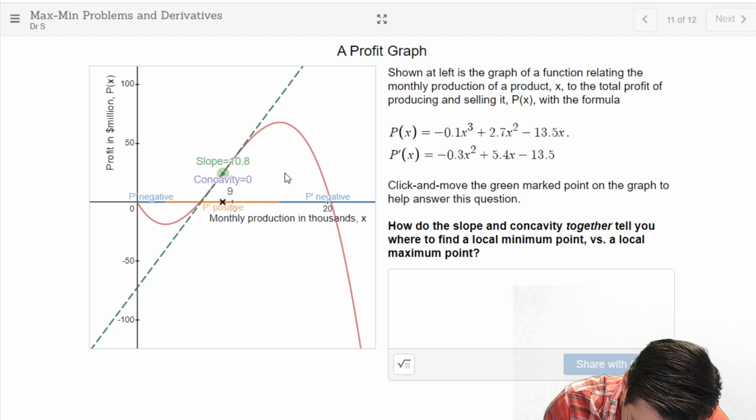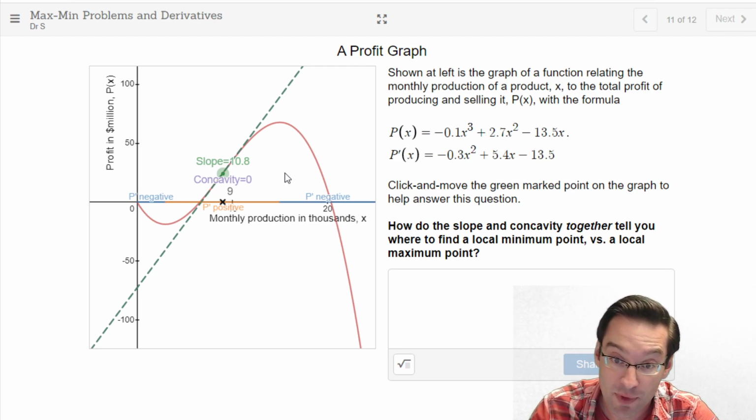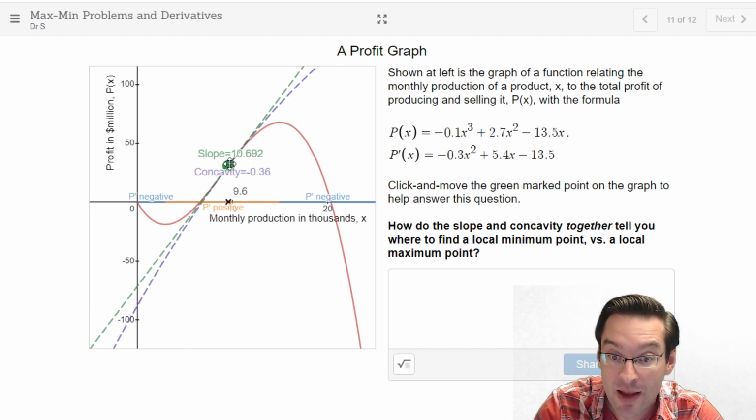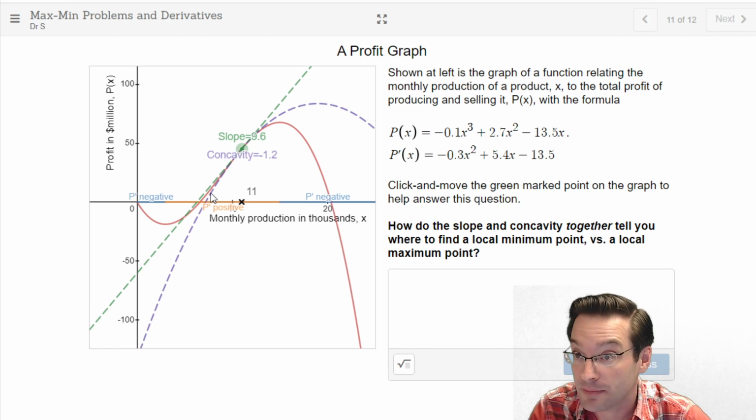Anytime we switch from concave up to down, or vice versa. So in our example here, x equals 9 would be an inflection point because we're concave up on the left of it and we're concave down on the right of it.